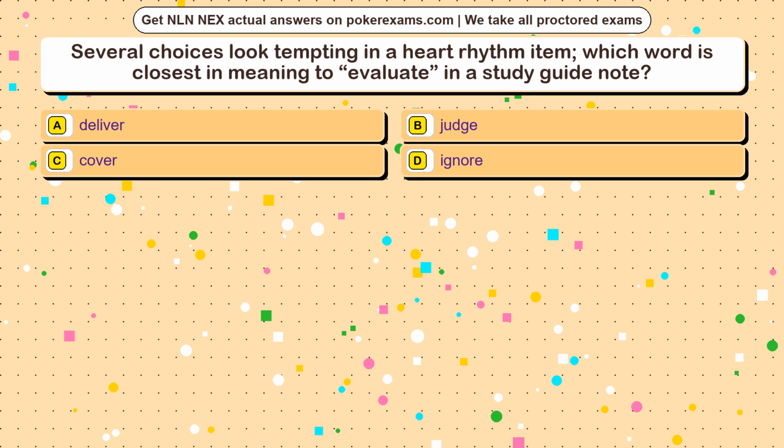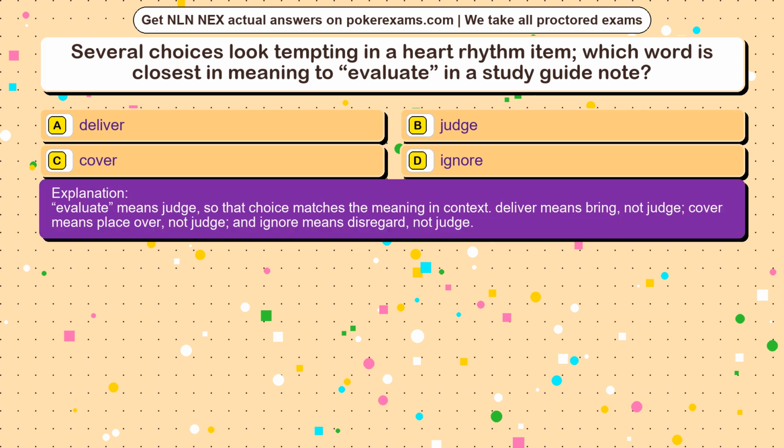The correct answer is option. Evaluate means judge, so that choice matches the meaning in context. Deliver means bring, not judge. Cover means place over, not judge, and ignore means disregard, not judge.